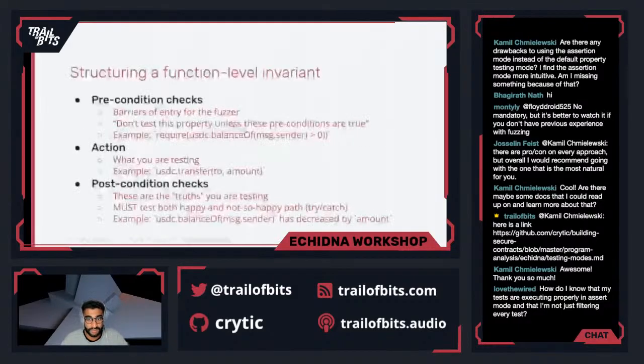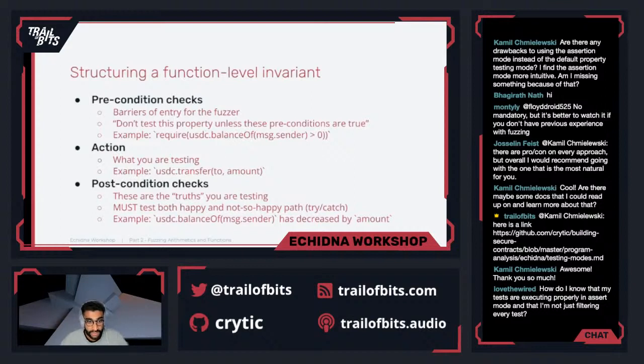So this slide is all about structuring a function level invariant. The preconditions are the barriers of entry. So it says don't test this property unless these preconditions are true. So in our example, we did if the absolute values are the same, then don't test the property that I care about. Another example could be I require that msg.sender have a USDC balance before I do the action.